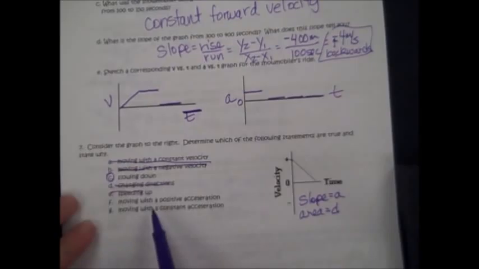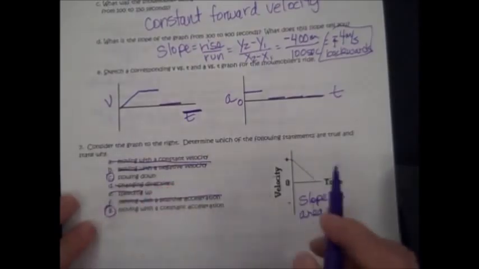Is he speeding up? No. Is he moving with positive acceleration? No. Is he moving with a constant acceleration? Yes, because he is moving with a constant slope. It is a linear line.